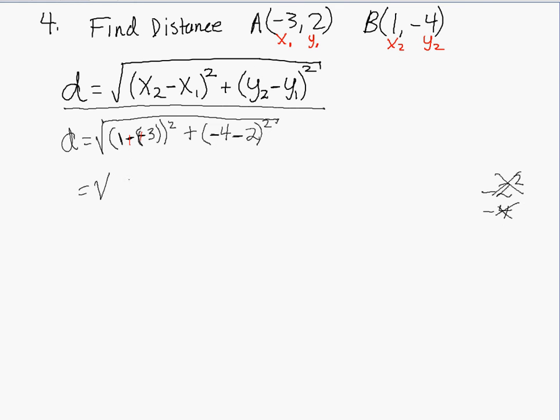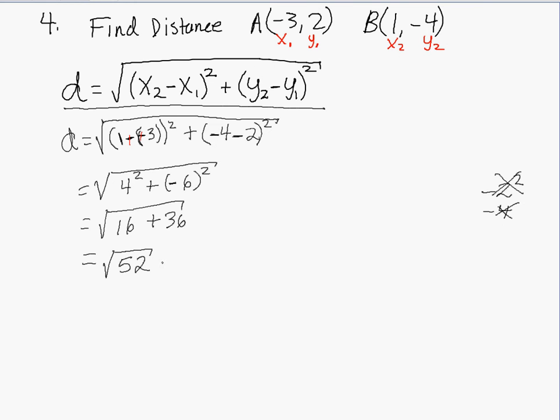Okay, so here's the equal sign. 1 plus 3, that's still 4 squared. And instead of a -2, this is going to be -6 squared. So here's your equal sign, and I have here 16 plus, -6 times -6 is +36. So right here, we're going to add like terms, 16 and 36: square root of 52.